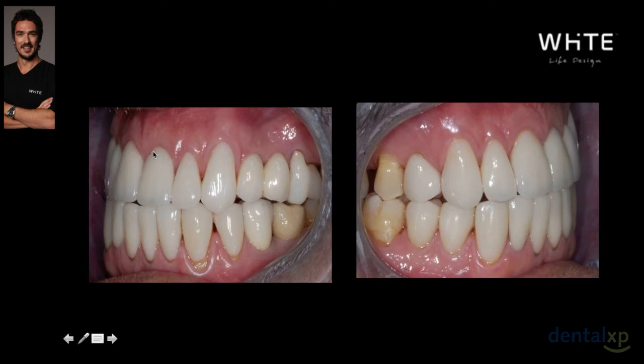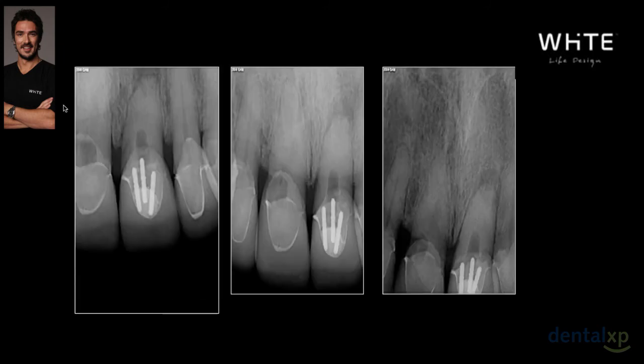after almost 13 years. But the gentleman had an accident, and of his two anterior centrals, one was suffering from internal resorption, and the other had a periapical lesion here. Now, we tried to do root canal, but the canal was completely calcified. So we spoke to him and said, listen, most probably we're going to lose the two central incisors.